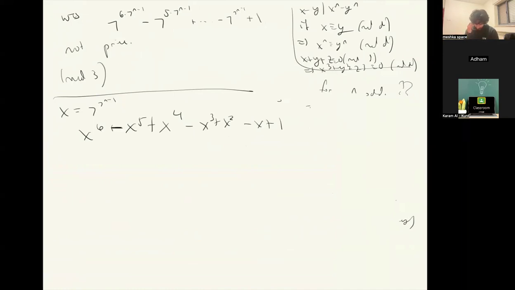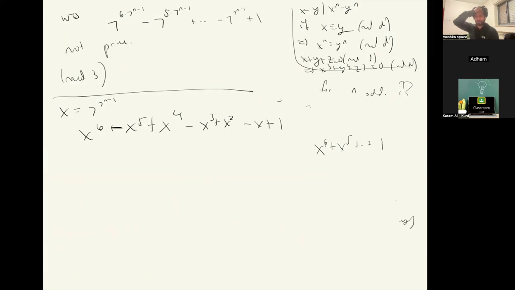Can this polynomial be factored in general? I don't think it can be. It cannot be factored in general because, okay, if you substitute x by minus x, it becomes x to the sixth plus x to the fifth, okay, plus 1.